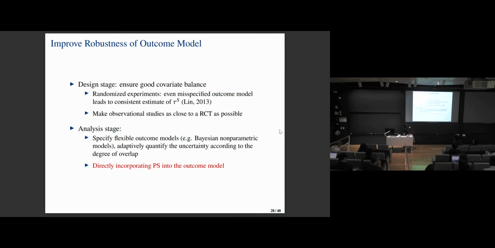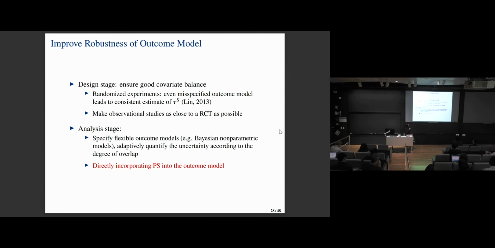Another approach is, of course, if your model is sensitive, at least try to make it as flexible as possible, so that it's less prone to model misspecification. That's why the idea of using Bayesian non-parametric models is very useful. But again, I would argue that if you do well here, this approach is more secondary.